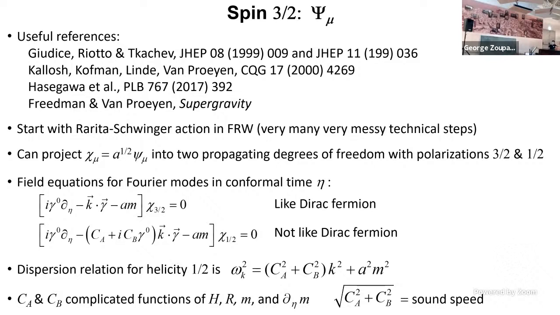There are these coefficients C_A and C_B that I will define on the next slide. So the helicity 1/2 is a little bit complicated. The dispersion relation for the helicity 1/2 is not just k squared plus m squared, or k squared plus a squared m squared, but it involves these functions C_A and C_B. And C_A and C_B are complicated functions of the expansion rate H, the Ricci scalar R, the mass, and also allowing the possibility that the mass changes with time. So the square root of C_A squared plus C_B squared plays the role of the sound speed for the gravitino.